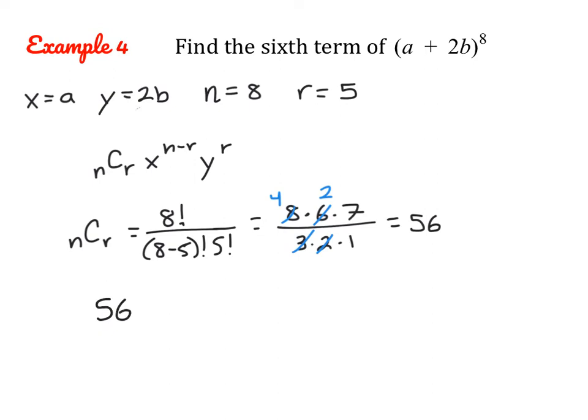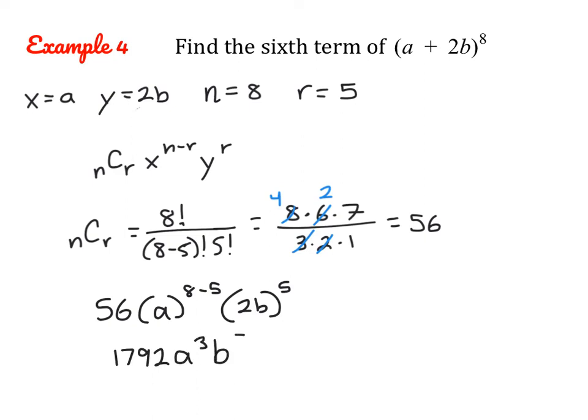And now I substitute x with a, and then I do to the power of n minus r, which will be 3. And I substitute y with 2b. That's our y value. And then that's to the power of r, which is 5. Now here we do need to simplify. Here we need to do 2 to the power of 5 and b to the power of 5. So here 2 to the power of 5 is 32, and then I'm going to need to multiply that to 56, and we should end up with 1,792. And then we have a cubed, and then b to the power of 5.